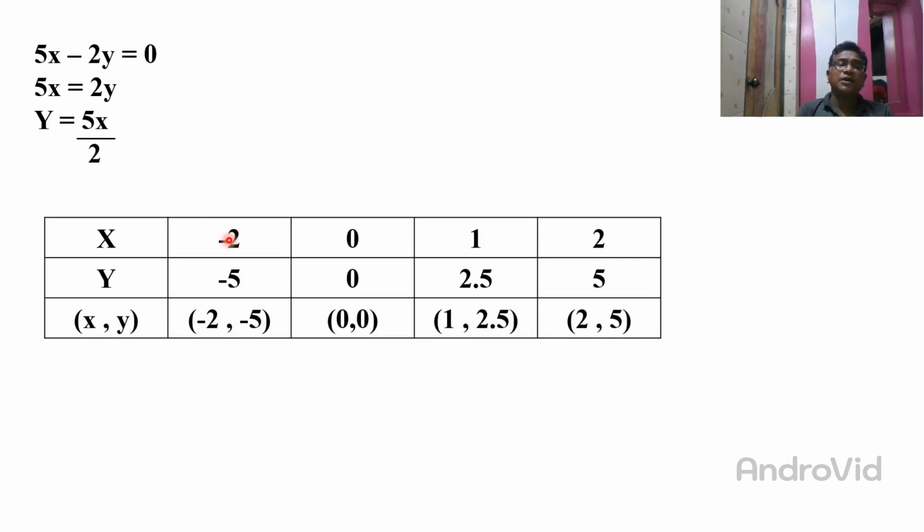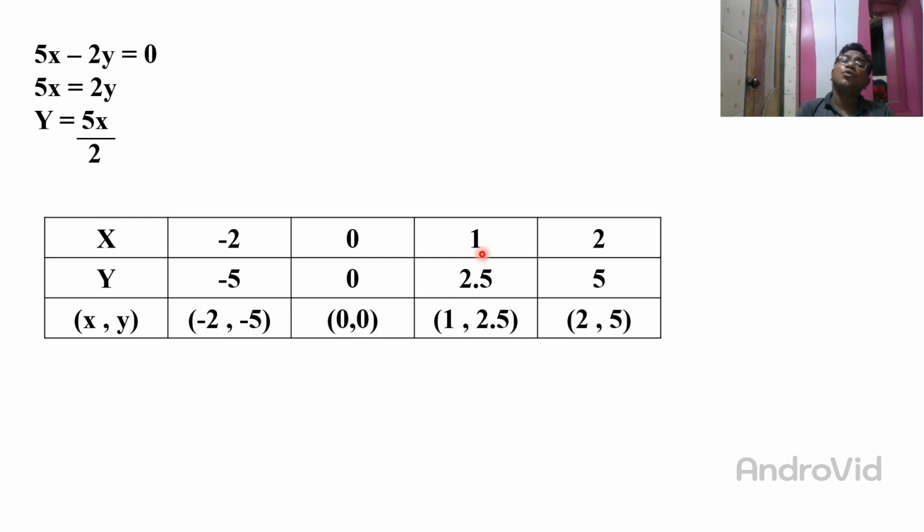So the x value I am taking is minus 2. So see, 5 into minus 2. In multiplication, if the signs of both numbers are not the same, the answer is negative. 2 5s are 10. So we get minus 5. So minus 2, minus 5. Then x value 0. So here I write x value 0. 5 into 0 is 0. 0 divided by 2, you get 0. So x value 0, y will be 0. So you get x and y as 0, 0.